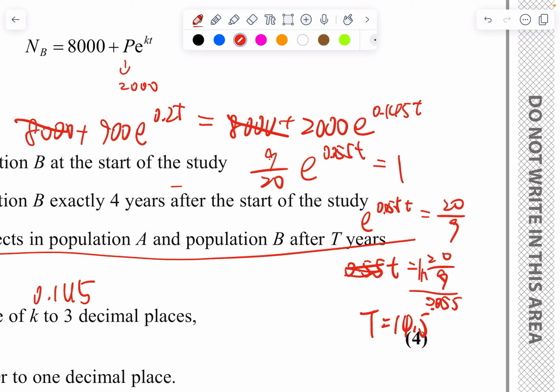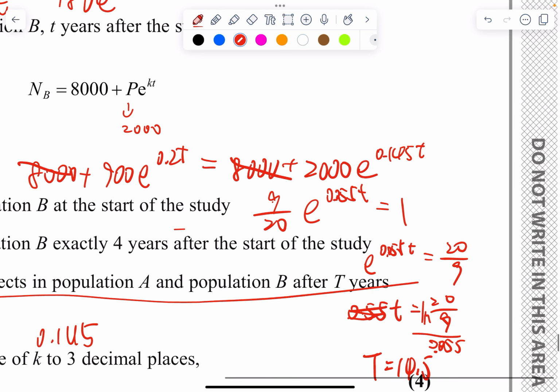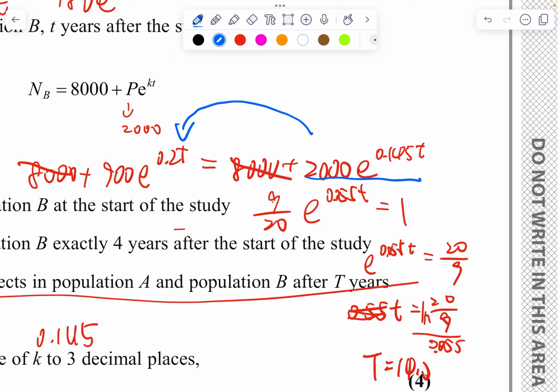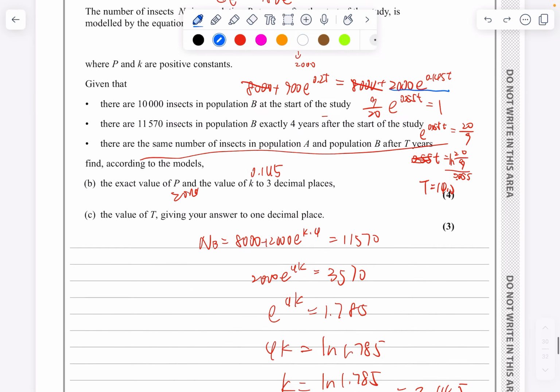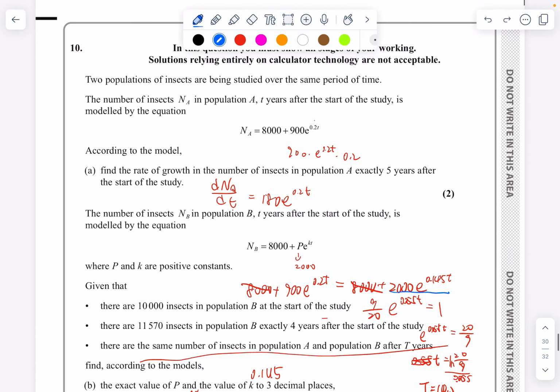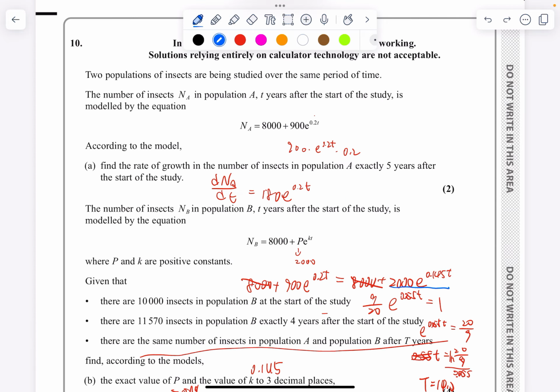Okay. This step, how did I get this step? You just move this thing over here. So divide both sides by 2000 times e to the 0.0145t. Then you get this, and then the right hand side is 1. That's basically what I did. Okay, I'm done here. My mouth is so dry.